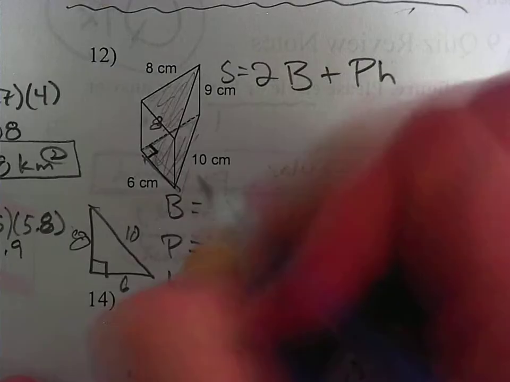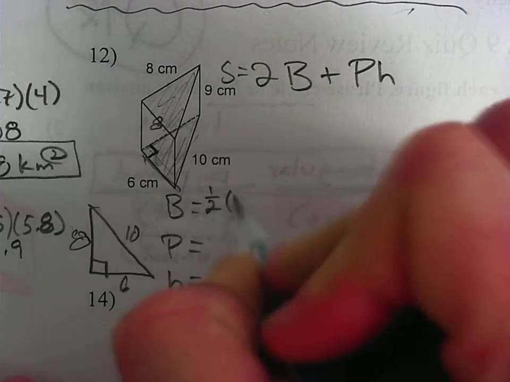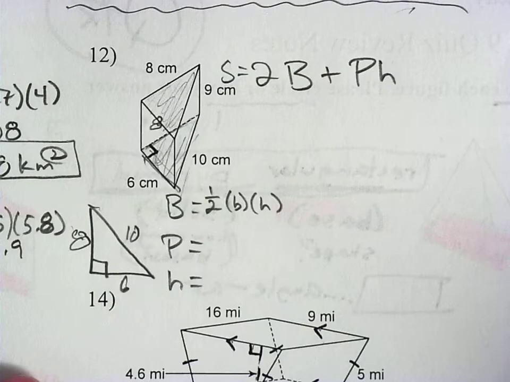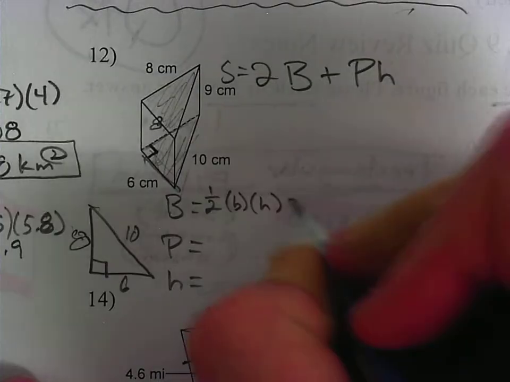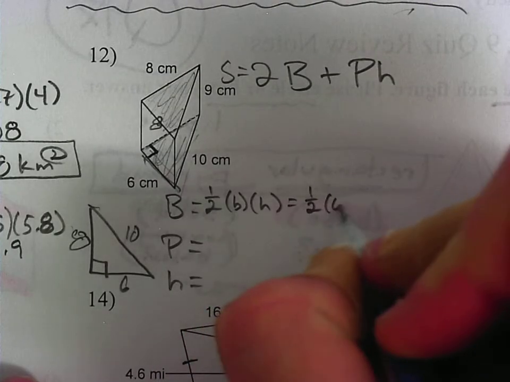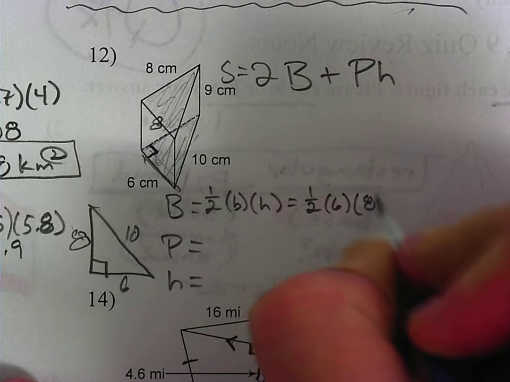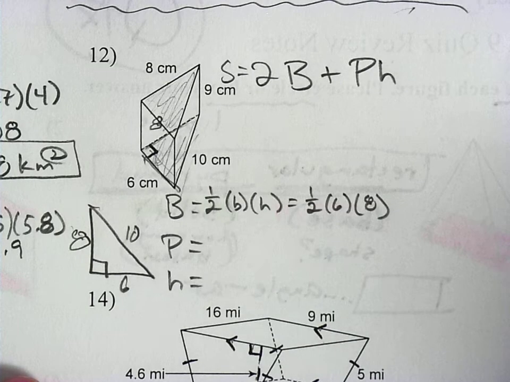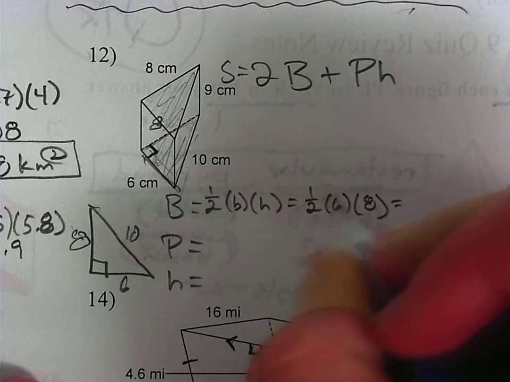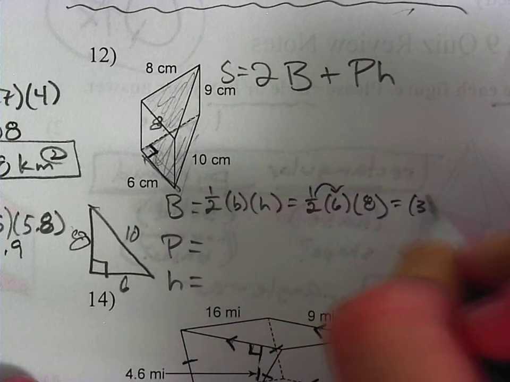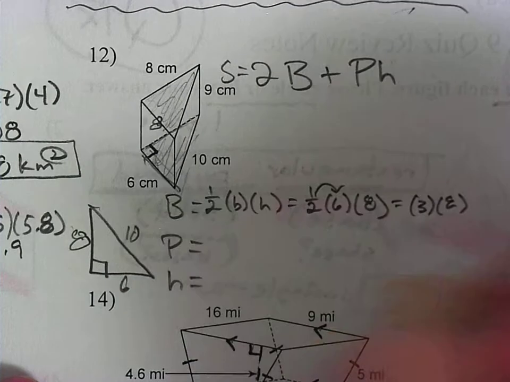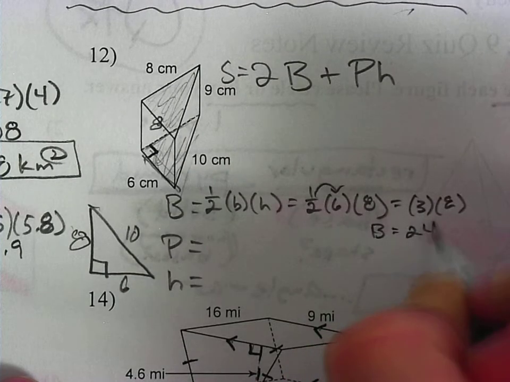So if I wanted to find the area of my base, for the area of a triangle, it's 1/2 base times height. Well, this would be 1/2 times 6, that's the base, times 8, the height of that triangle. So it's going to be 1/2 times 6, that's going to give me 3 times 8. So the base is going to equal 24.